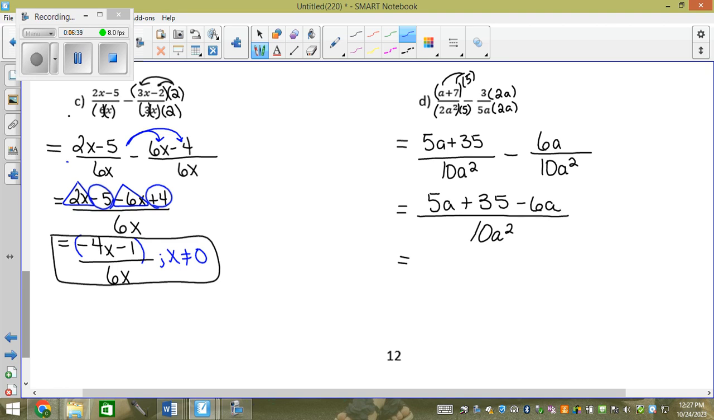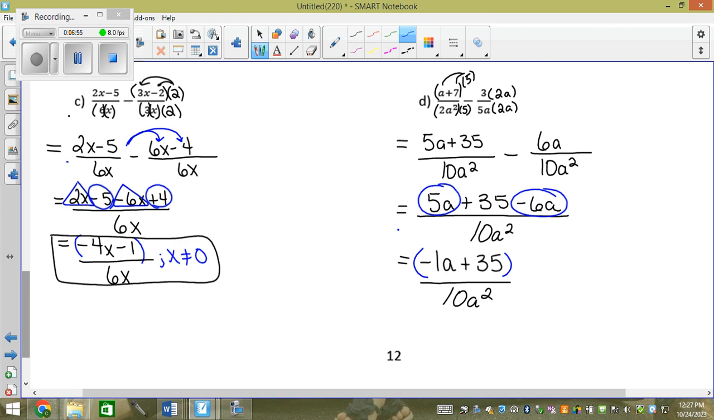And then we have 5 apples. We subtract 6 apples. We have negative 1 apples plus 35. And that's a binomial, correct? So it's in brackets over 10a squared. The top is a binomial. The bottom is a monomial.